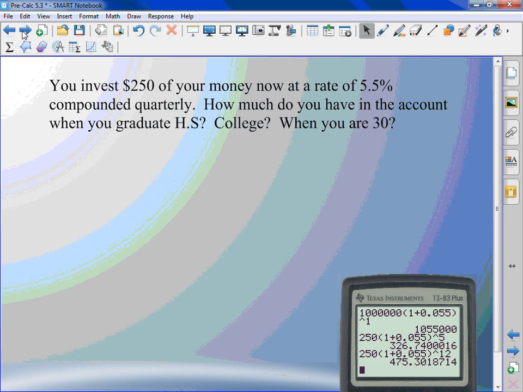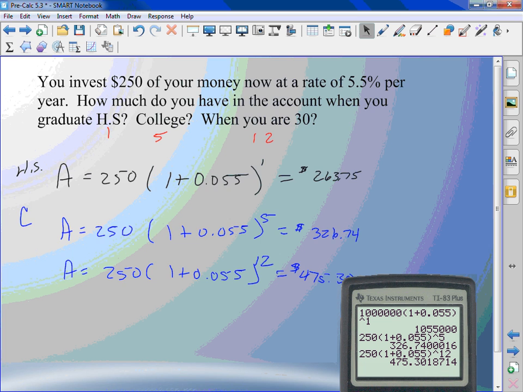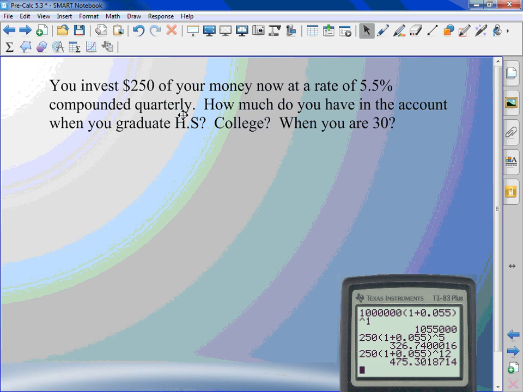This problem looks very familiar, except for what? This is compounded quarterly. So rewrite it, or you can just say, how about compounded quarterly? Same exact numbers, but something has changed. It now says quarterly. The formula changes in one bit.